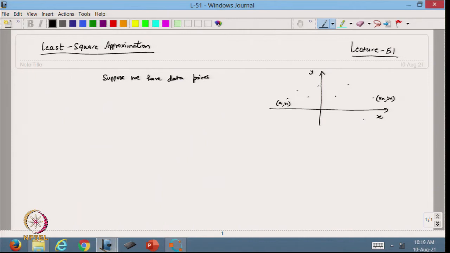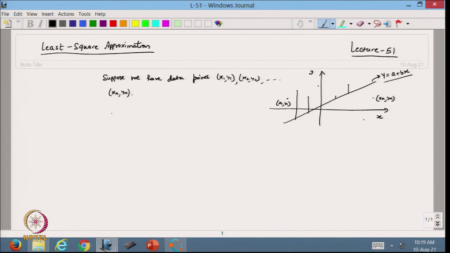Then we saw that if we want to fit a line, we need a line that is closest to all these points, and we found the error and minimized it. This is the line we fit, y is equal to a plus bx, through the points x1 y1, x2 y2, and in the end xn yn.